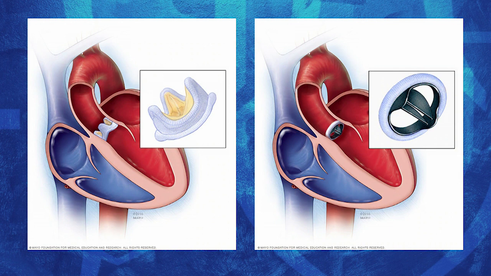Yes, it's on the upper right side. They are either made of cow tissue or pig tissue, and those valves have a limited durability. Normally they last about 10 to 15 years, but they have the advantage that patients don't need to be on blood thinners for a prolonged period of time, like they do if they had a mechanical valve.